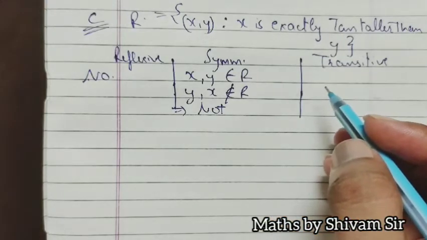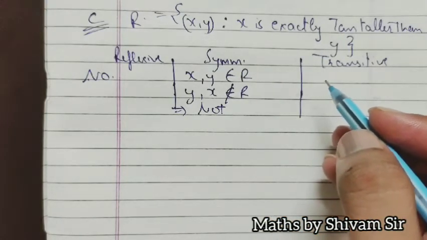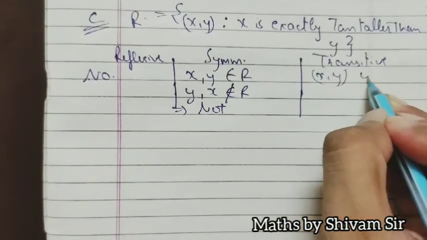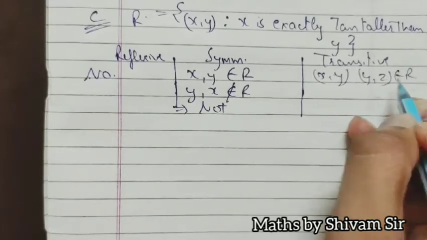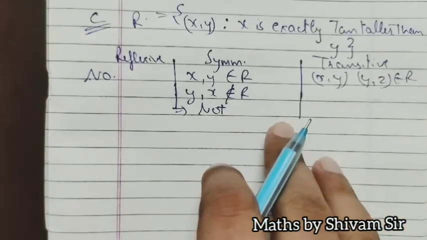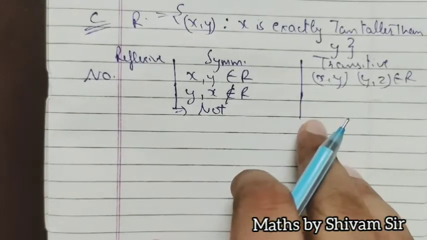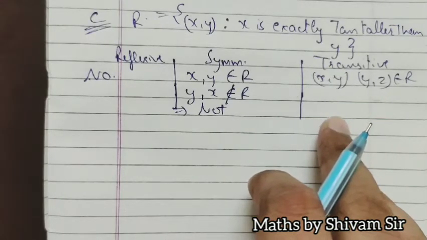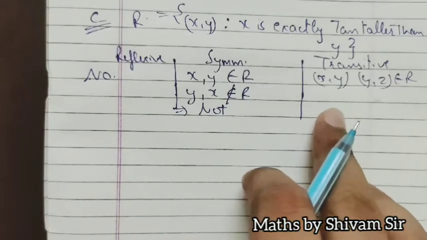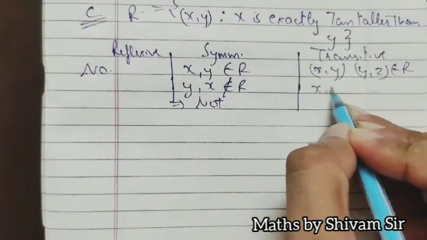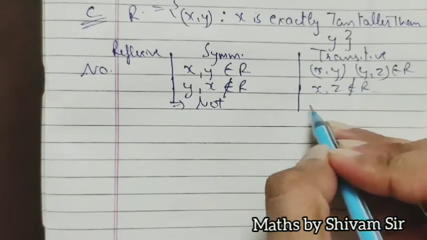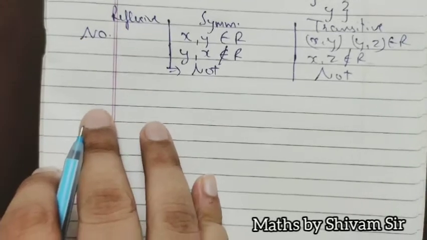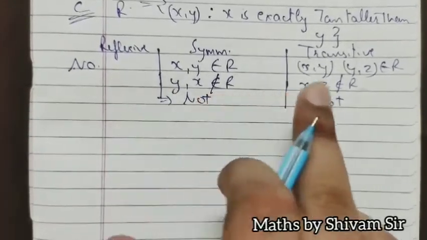Let's check it for transitive. Let's say (x,y) and (y,z) belong to R. We can see x is exactly 7 centimeter taller than y and y is exactly 7 centimeter taller than z. So x is 14 centimeter taller than z, not 7 centimeter taller. Since (x,z) does not belong to R, this is not transitive. So this is neither reflexive, symmetric nor transitive.